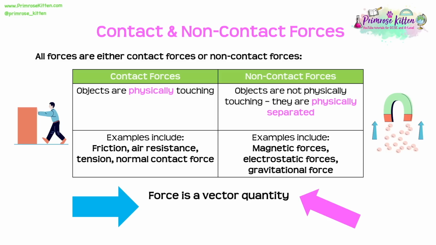Non-contact forces, on the other hand, involve objects that are not physically touching. They're physically separated, and yet they're still experiencing a force between them. So some examples of this include magnetic forces. If you've ever held 2 magnets together, you'll be able to feel them pulling together or pushing apart, even though there's no physical contact. As well as this, we have electrostatic forces and also gravitational forces. Now, don't forget that force, whether we're talking about contact forces or non-contact forces, are vector quantities. So they always have the magnitude, but also the direction.